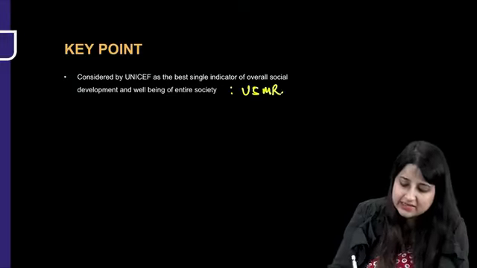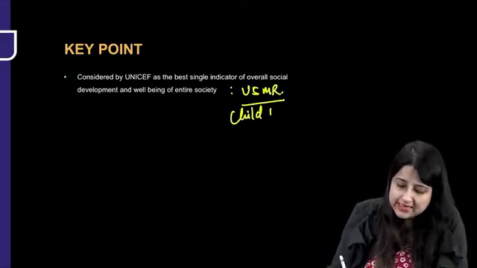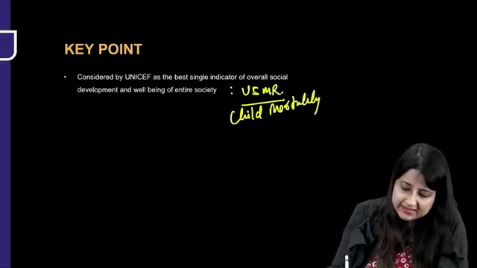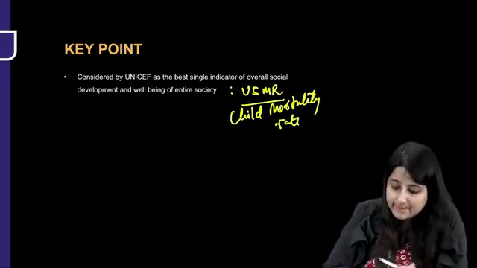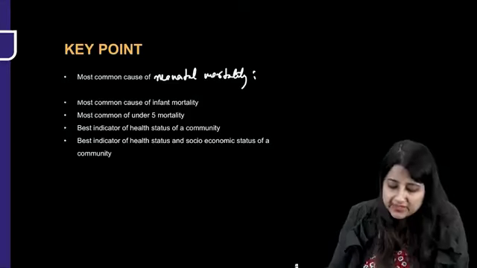Now, considered by UNICEF as the best single indicator of social development and well-being of the entire society is the under 5 mortality rate, or you would also call it the child mortality rate. This is considered by UNICEF. But look over here, now look at some key points.